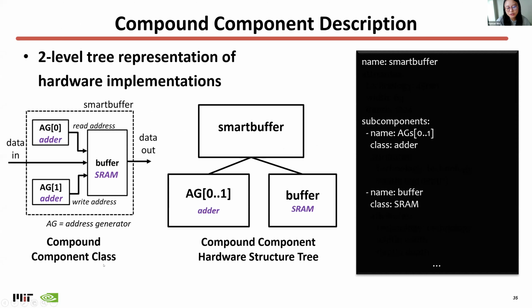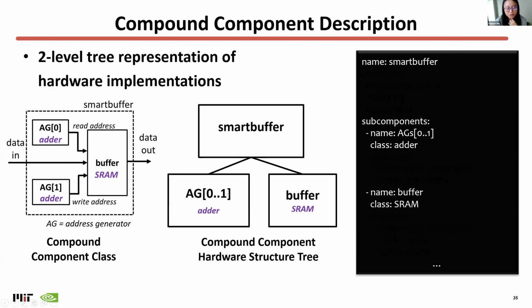Again, you can look back to the lectures about how the smart buffer works in detail. Basically, what it does is it will generate a read address using the address generator, and the buffer will be accessed accordingly. So now we have an architecture with a root of a class called smart buffer, and we have two address generators, one for read and one for write, and a local storage, which we call buffer. And you can see that we can use a simpler way of specifying multiple identical components in a compound component by using the dot representation.